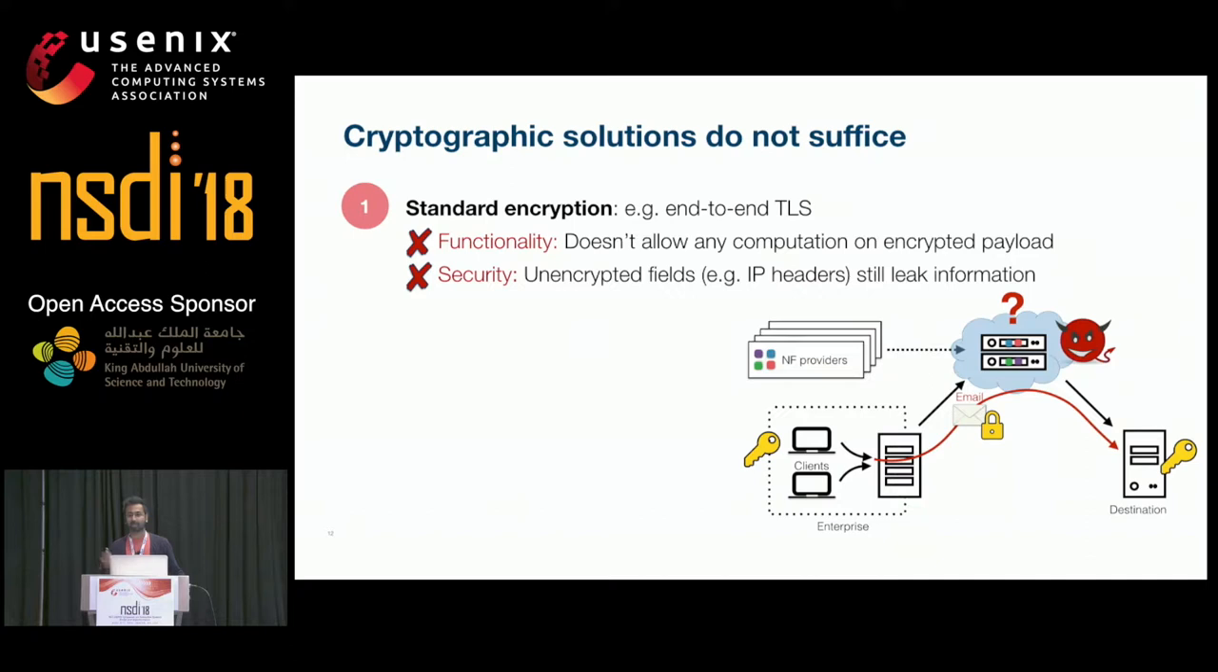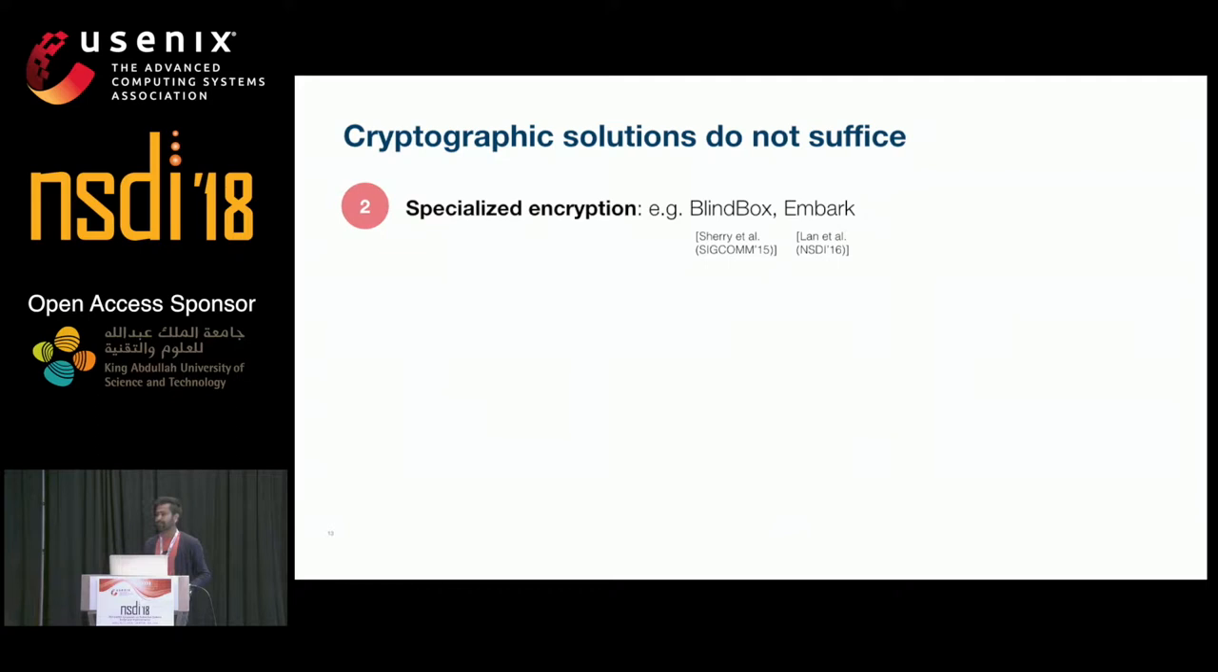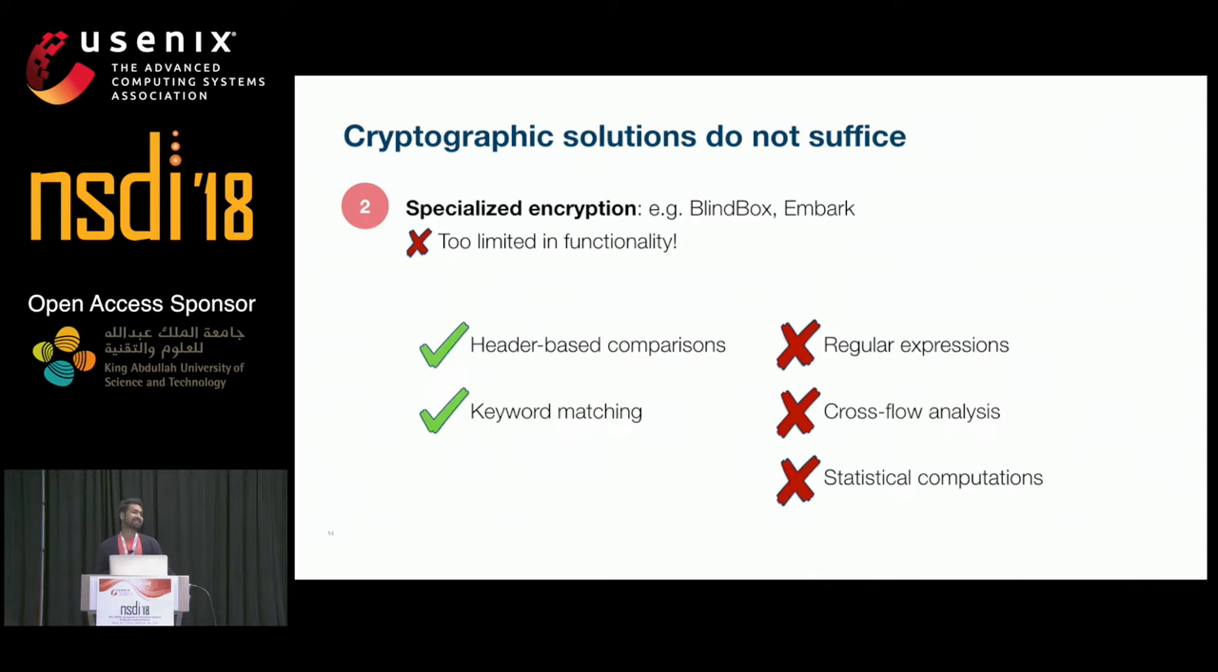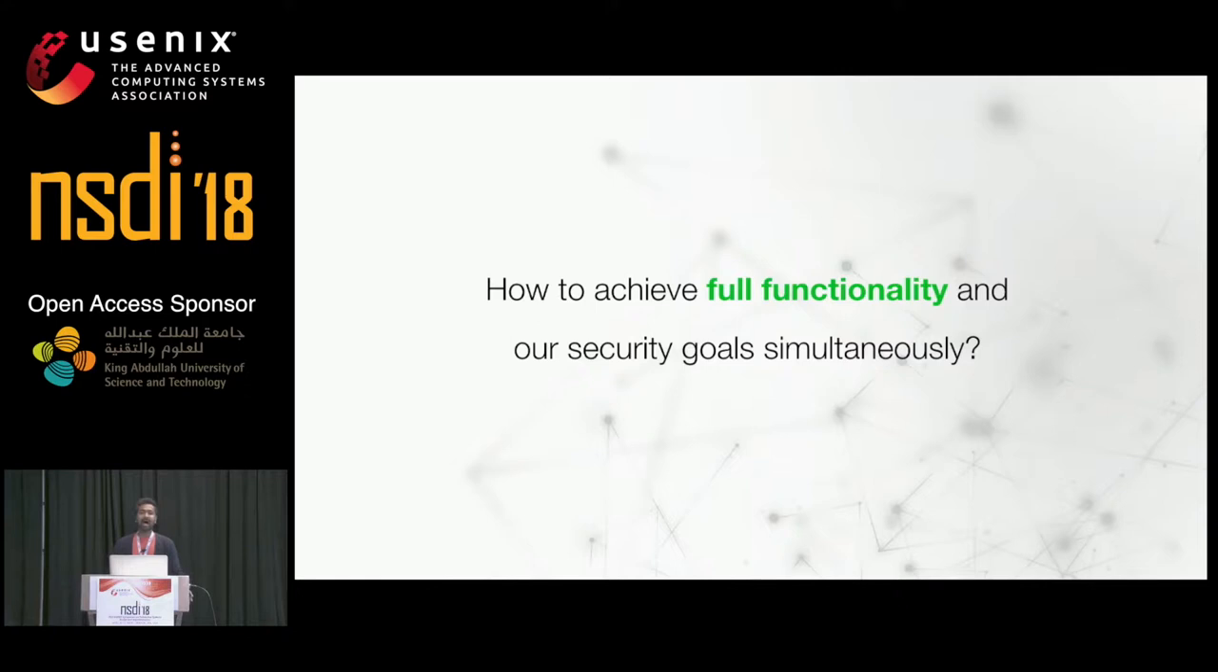Another approach is to use specialized encryption schemes, as has been proposed by recent work, such as BlindBox and Embark. What these systems do is construct special encryption schemes tailored to specific classes of packet processing. The problem with these systems, however, is that they're too limited in functionality. While they can do simple tasks well, which means you can compare IP headers efficiently, or you can look for keywords in packet payloads, anything more complicated than that cannot be handled. So, for example, you can't handle regular expressions, which are quite widespread today. So the question before us then is, how do we achieve full functionality along with our three security goals simultaneously?